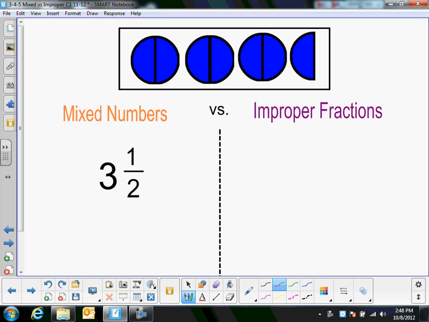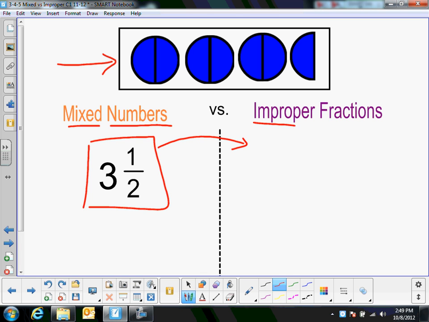So here I have a picture up top of 3 wholes and then a half of a whole. That is represented as a mixed number, which is a whole number and a fraction, and that is written as 3 1/2. 3 wholes and then 1/2 of a whole. Now I can convert this number over to what's called an improper fraction. An improper fraction is where the numerator is larger than the denominator. Now the denominator won't change.